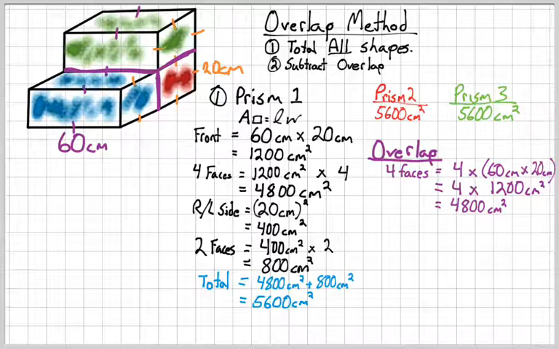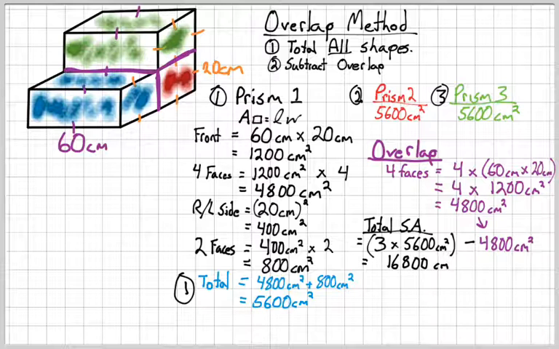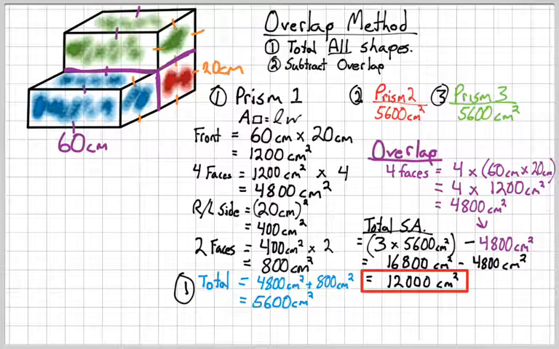So our steps tell us that we have to total up our 3 prisms and then subtract our overlap. So our total surface area of all 3 is 3 times 5,600 centimeters squared. And then we subtract what we calculated for our overlap, which was 4,800 centimeters squared. So I end up with a total of 16,800 centimeters squared. Subtract 4,800 centimeters squared. My final total surface area of these 3 shapes is 12,000 centimeters squared.